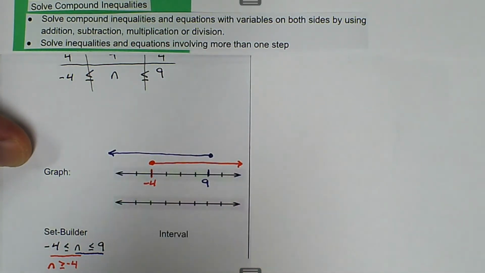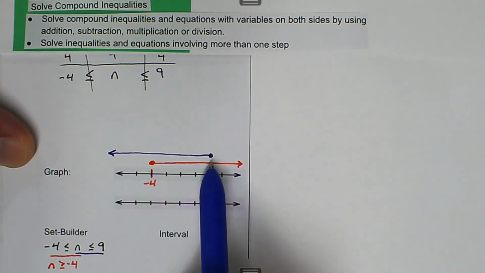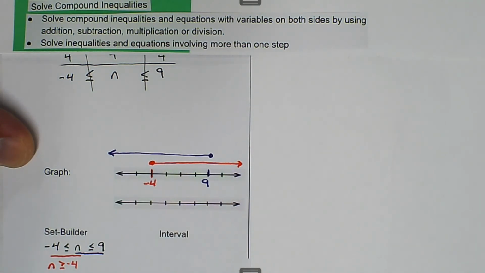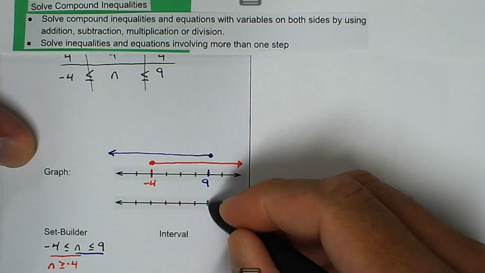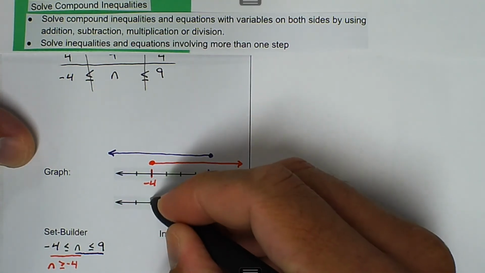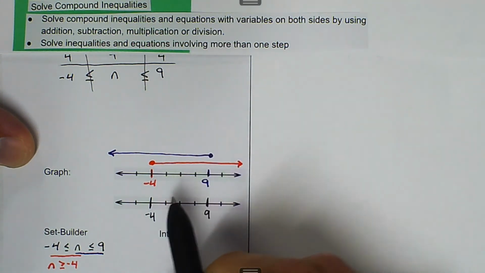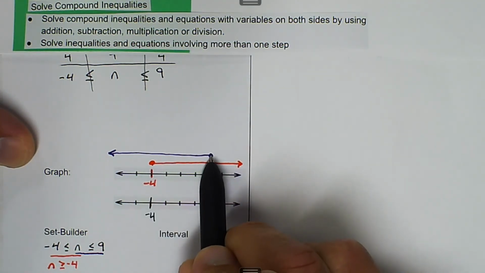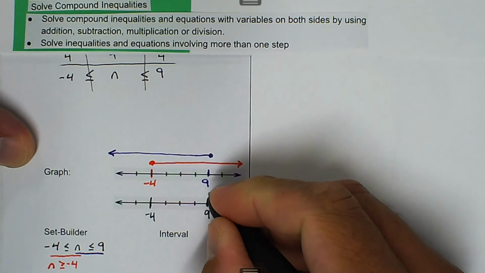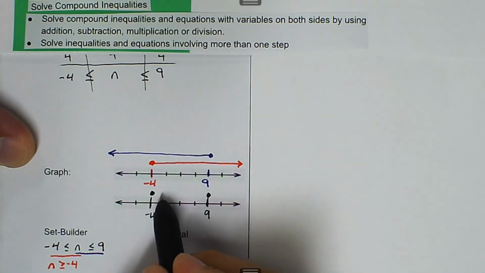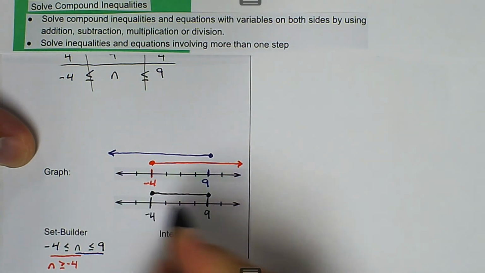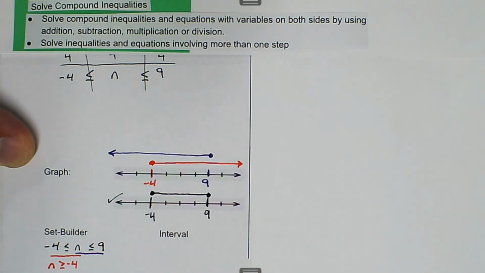Now, remember, intersection means it has to be in both. So when we go to graph it, it has to be in both sets. It has to be in the red set, and it has to be in the blue set. So the only spot where it overlaps, where both lines exist, is between 9 and negative 4. And both negative 4 and 9 are included in both sets. So we should use a closed dot at 9 and a closed dot at negative 4, and then we'll draw the line in between. So this represents the final answer for this graph.